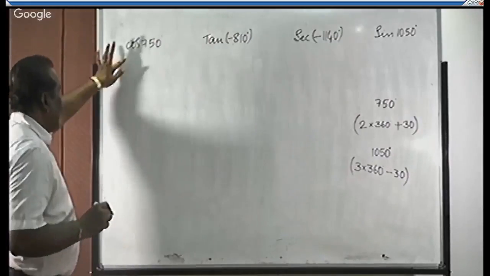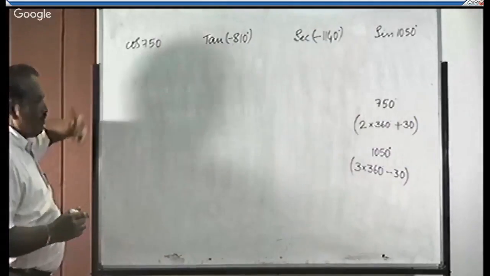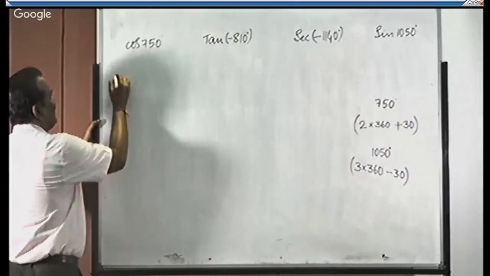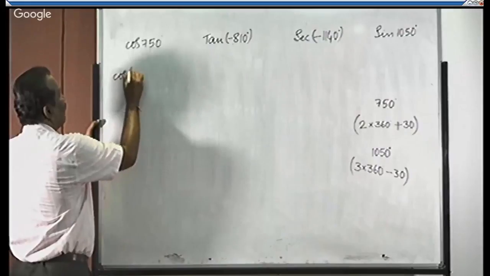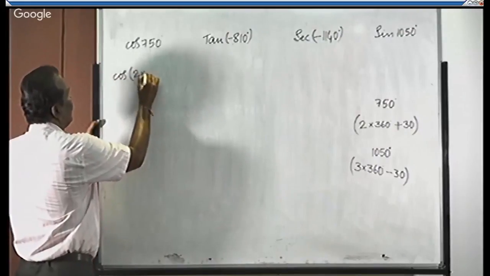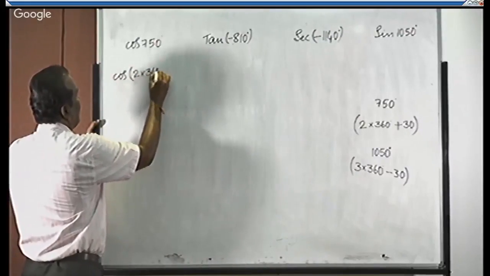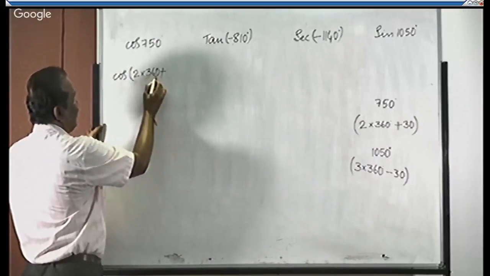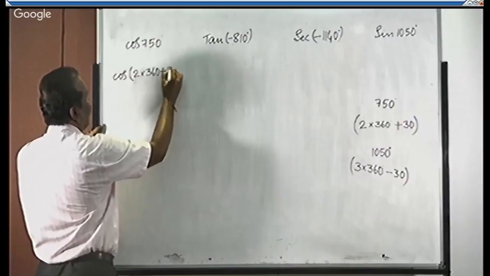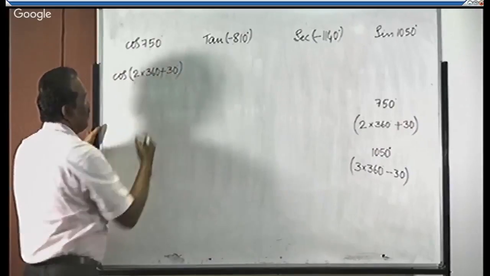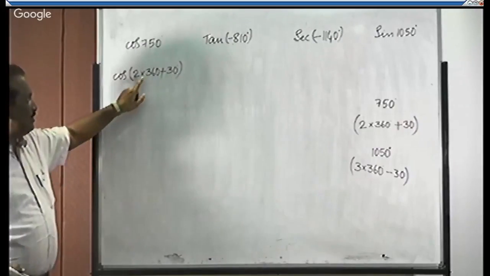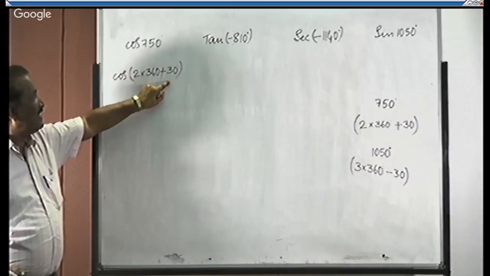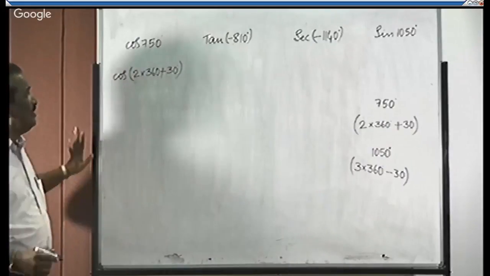Now, coming to the actual problem, cos of 750 is there. So I just write it as cos of 2 into 360, it is 720, plus 30. 2 into 360 is 720, 750 is there, therefore plus 30. 720 plus 30 is equal to 750.